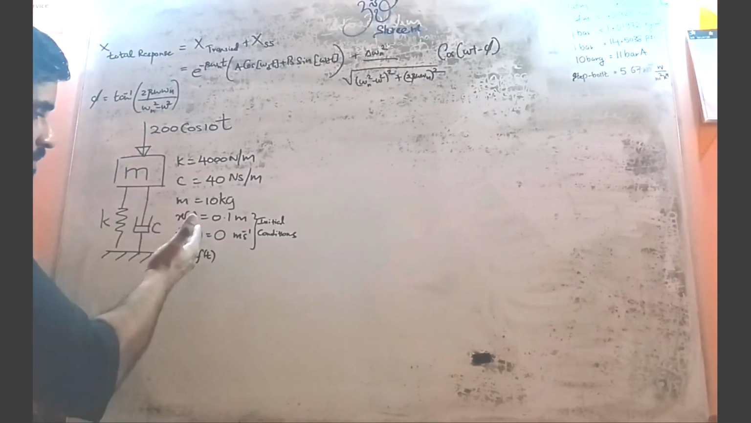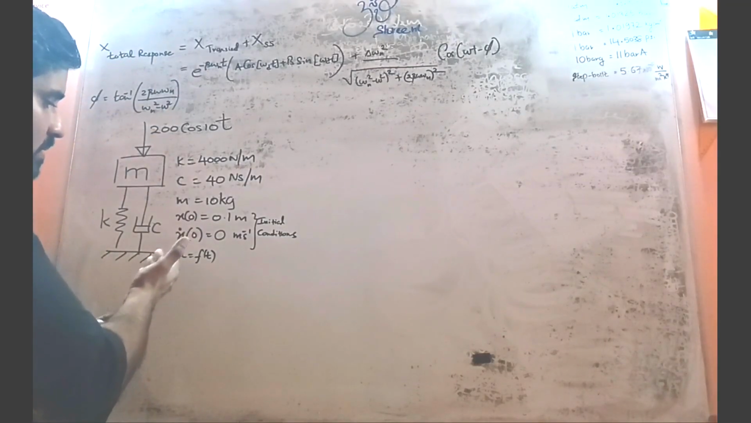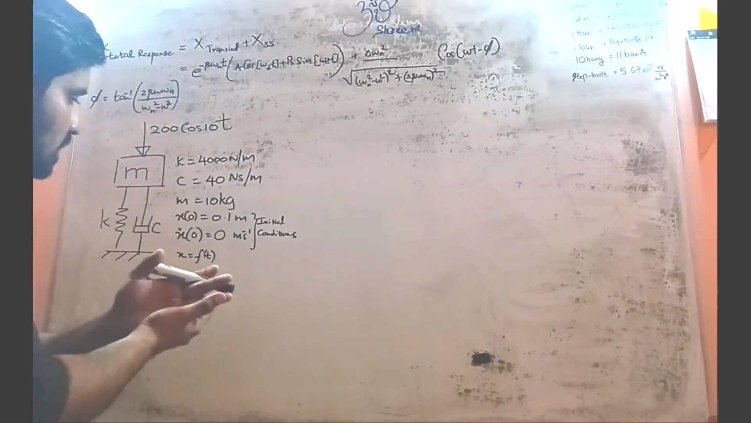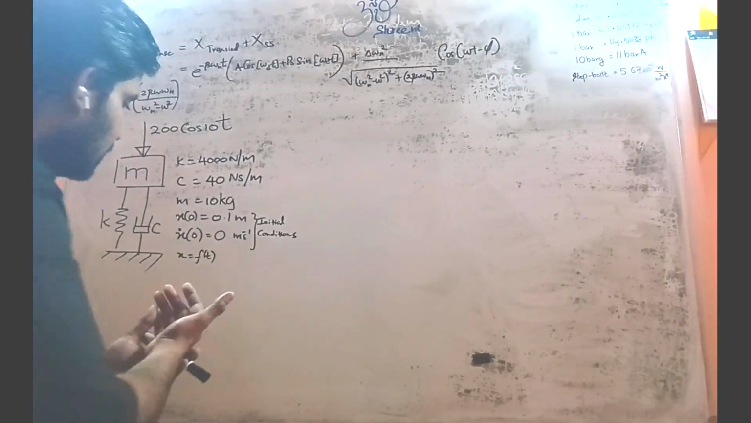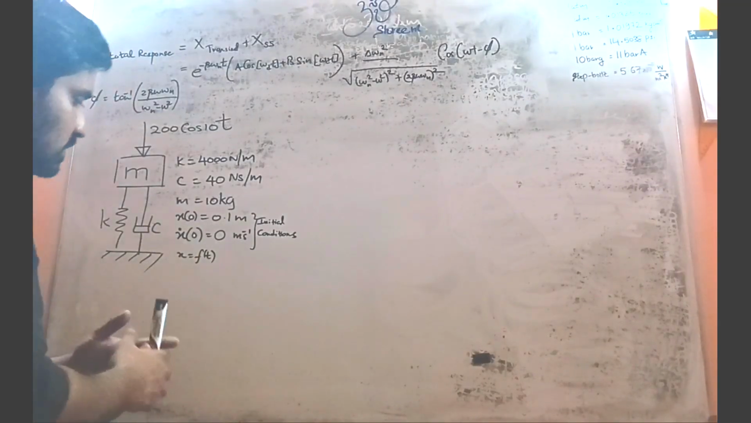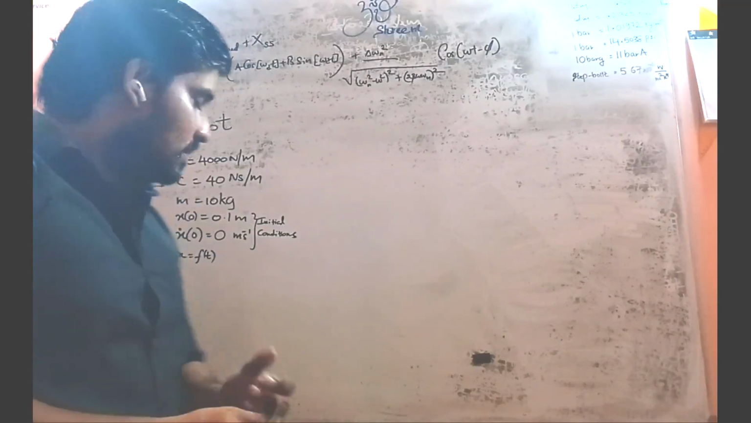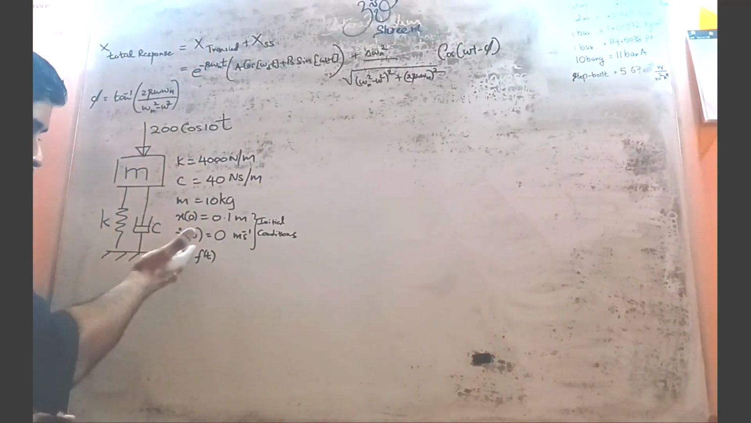So the displacement when time is 0 seconds, that is 0.1 meters, right? And x dot, which is the velocity, the velocity when time is 0, that is 0 meters per second, right?